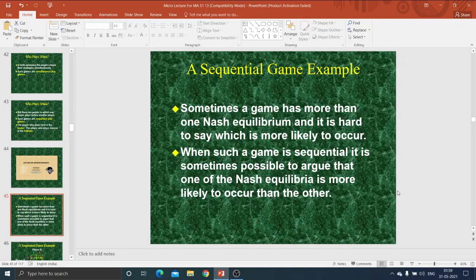Let me come to the sequential game example. Sometimes a game has more than one Nash equilibrium and it is hard to say which is more likely to occur. Now when such a game is sequential, it is sometimes possible to argue that one of the Nash equilibria is more likely to occur than the other. We have already seen an example, the up and down and left and right strategy game, at the beginning of the previous lecture. So let us discuss the lecture based on that sequential game.